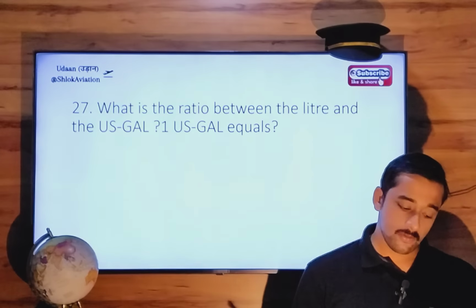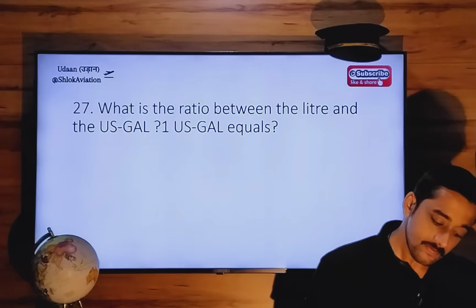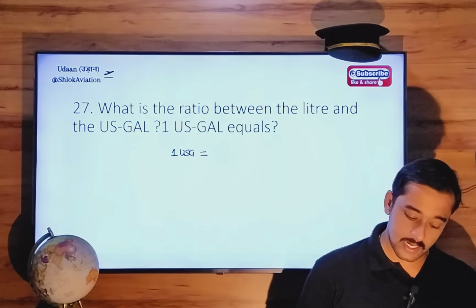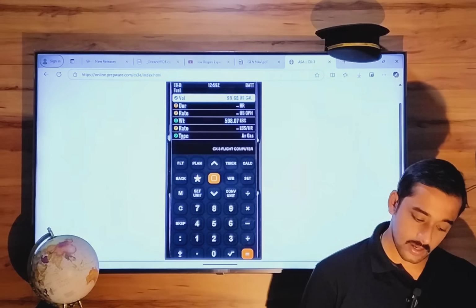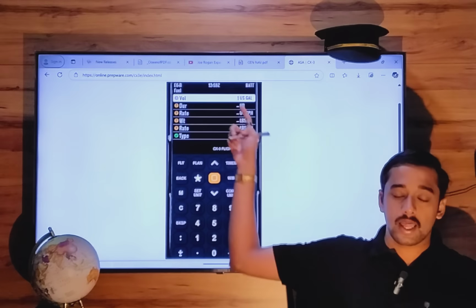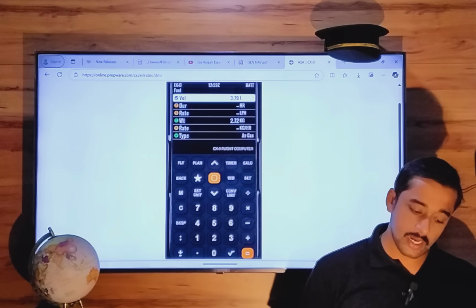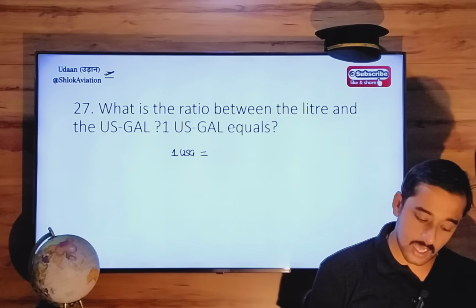What is the ratio between liter and US gallon? Meaning what is the relationship between 1 US gallon and liter? Now 1 US gallon equals how many liter? So what you do is write 1 here, 1 US gallon. Now press convert unit until you get the value in liter. So it is 3.79. So 1 US gallon is 3.79 liters.